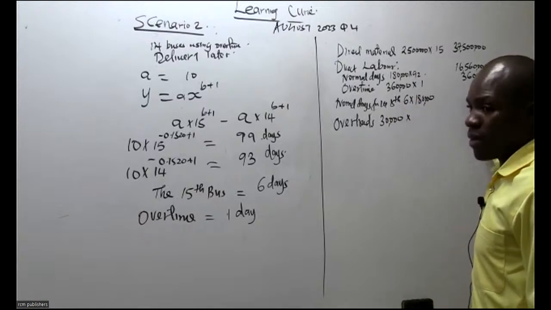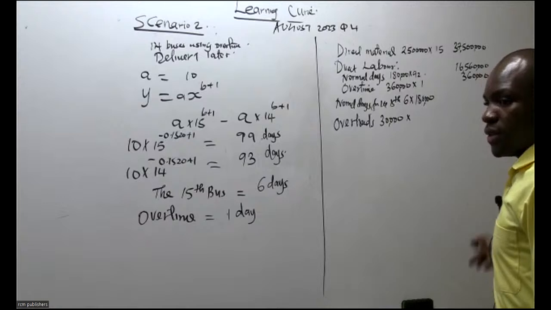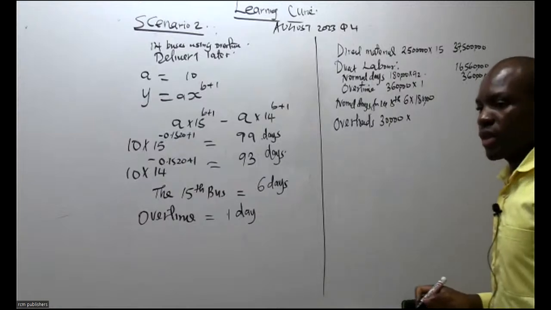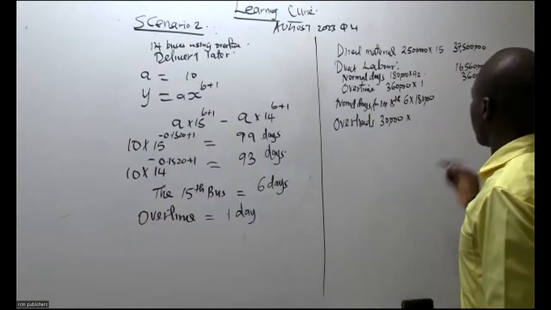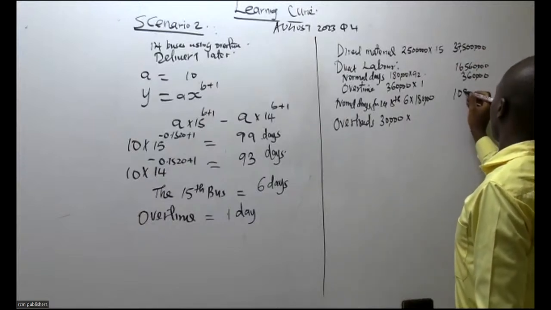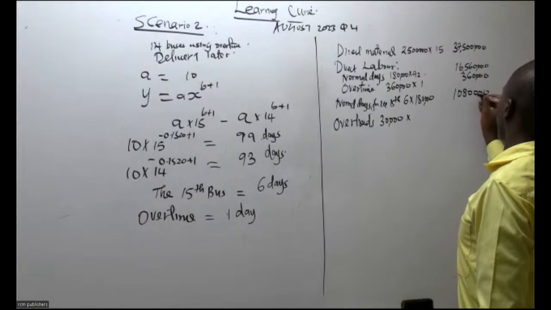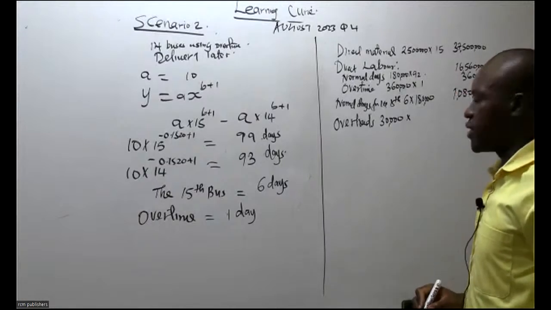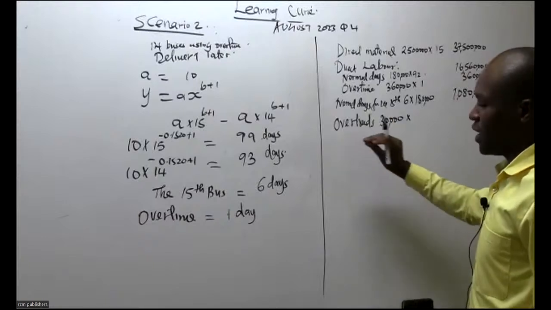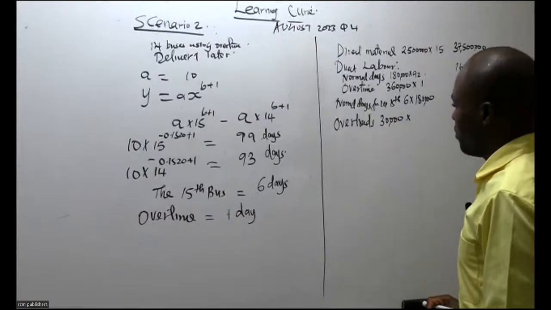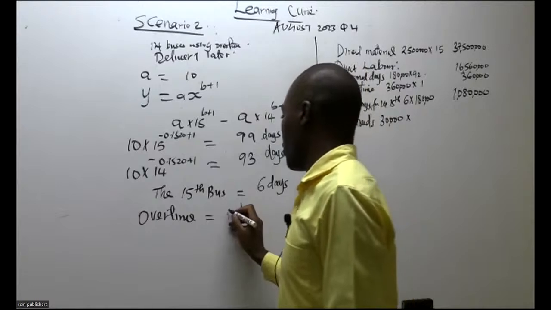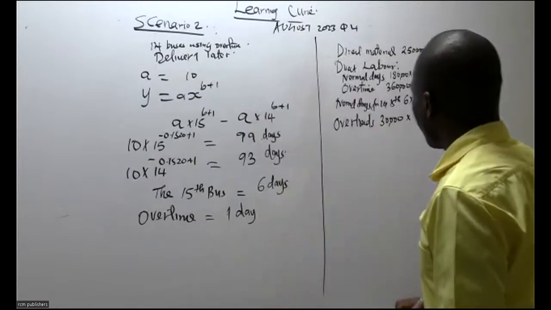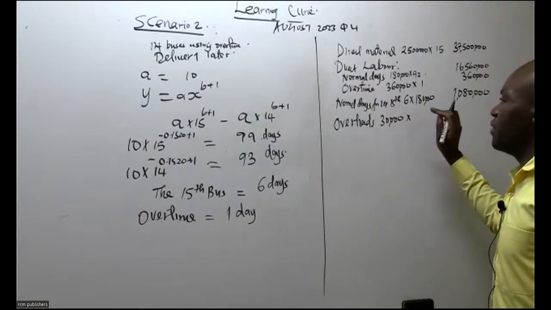Tunakuwa na ngapi hapa? 6 by 180,000. 6 by 180. Is it 1,080,000? 1,080,000. Good. Now, overtime. This is where I want to see whether people are following what we are doing or they are copying notes. Overtime. Overtime rate is 30,000 by the number of days.